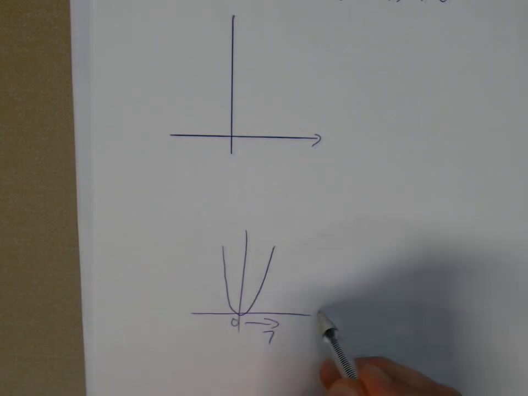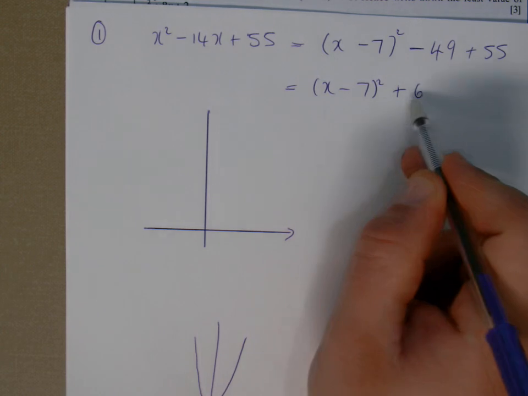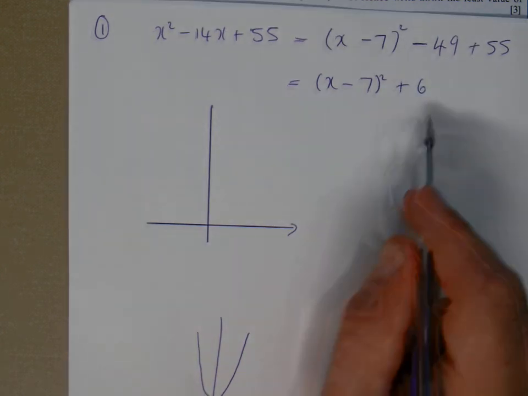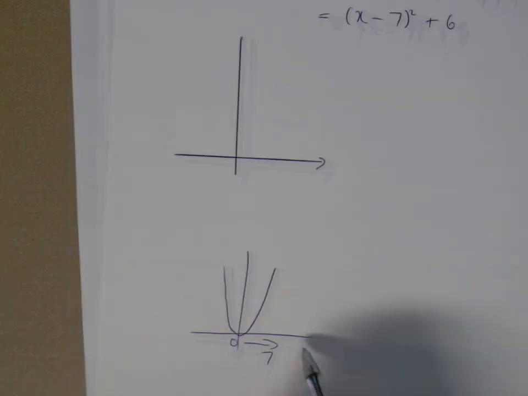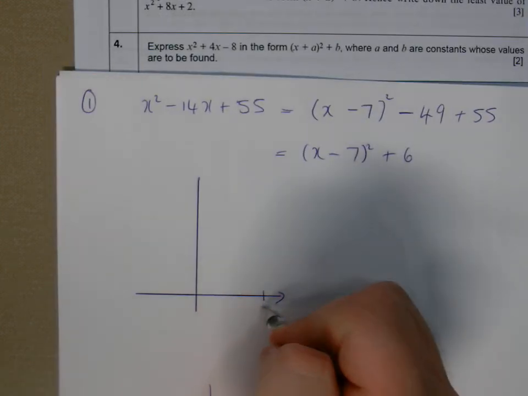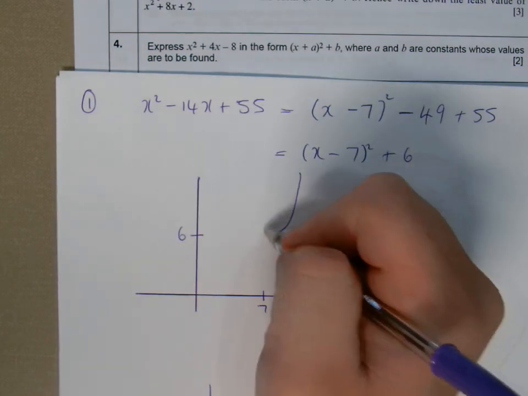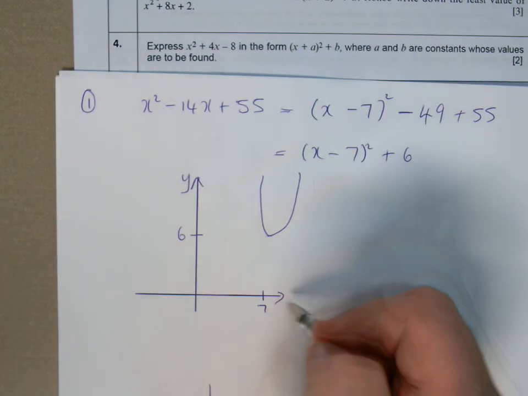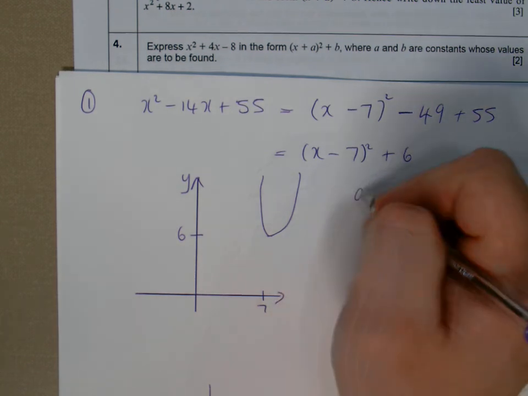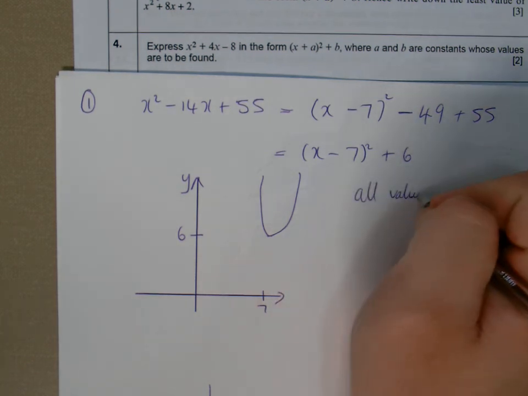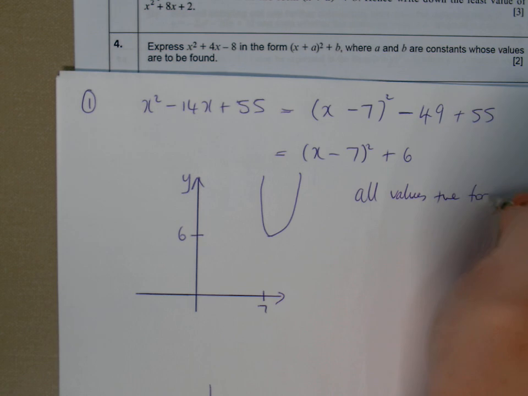So we're going to shift this across 7, and then because it says plus 6, we shift it up. So plus 6 is outside the bracket, so we then shift it up. So we go across 7 and up 6. So it's quite simply across 7 and up 6 here. And then you've got your quadratic there. And you can see clearly then that all the values are positive, all values positive for all x.